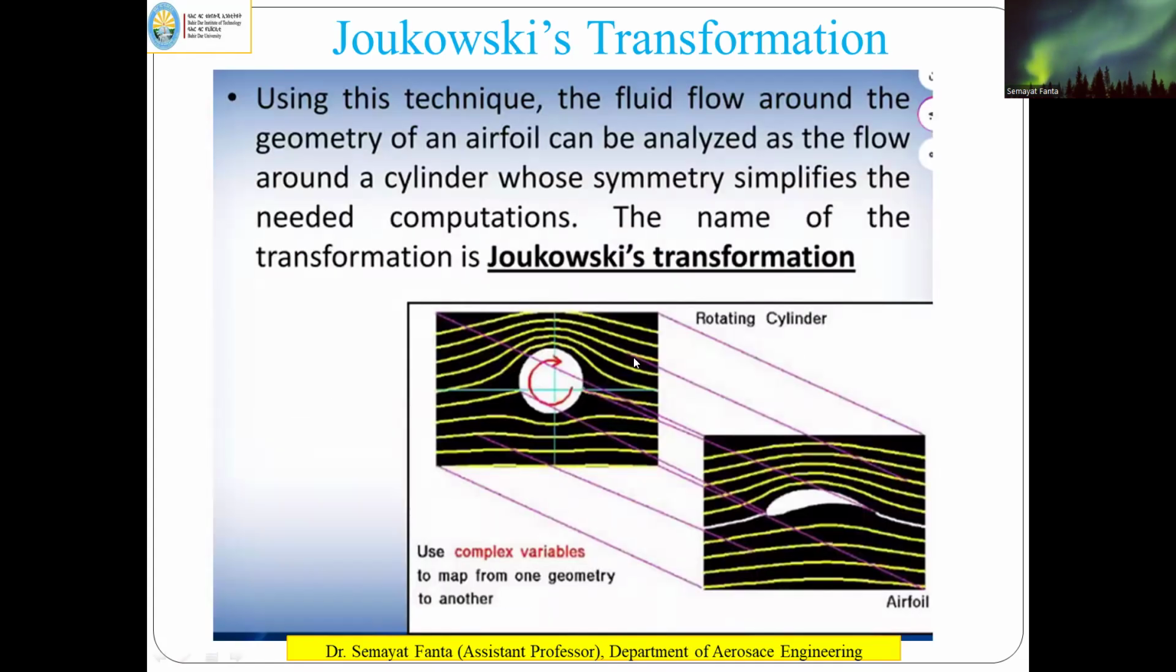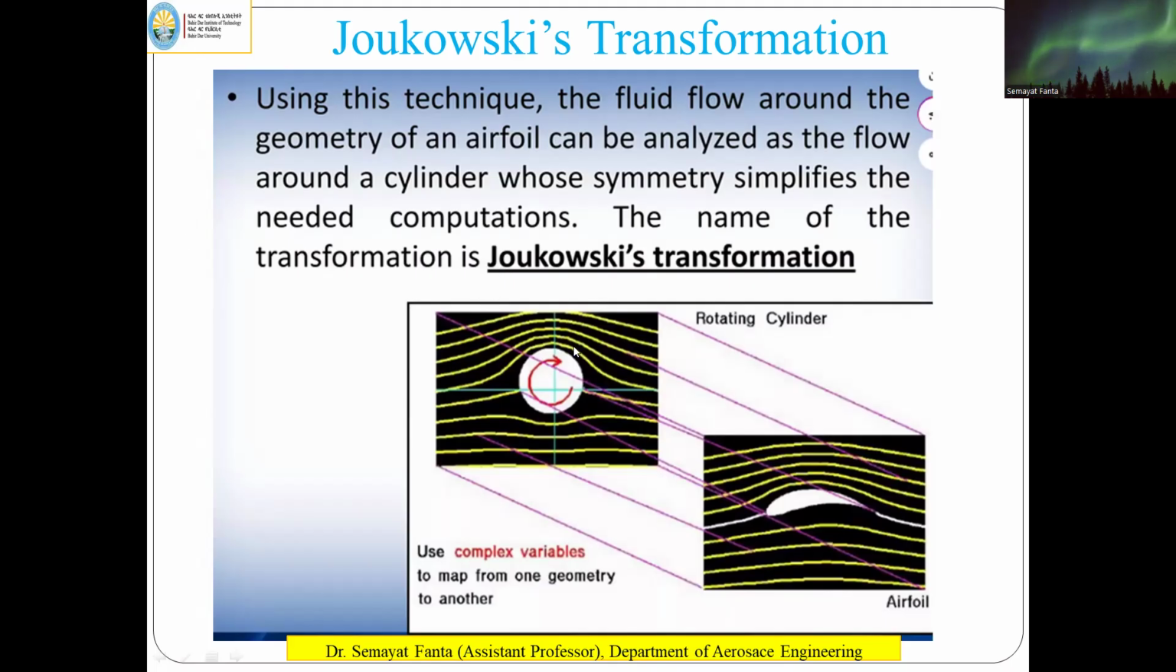Once we understand this, let's go to the application of conformal transformation in the Joukowski transformation. Using the Joukowski transformation, the fluid flow around the geometry of an aerofoil can be analyzed as the flow around a circular cylinder, whose symmetry simplifies the computation. So the name of this transformation is Joukowski.